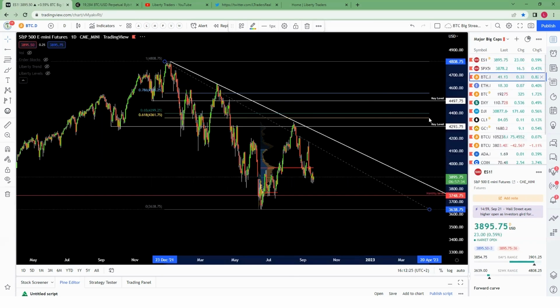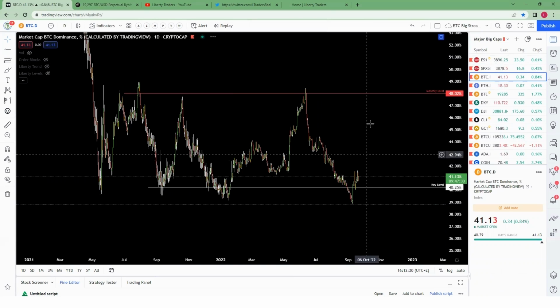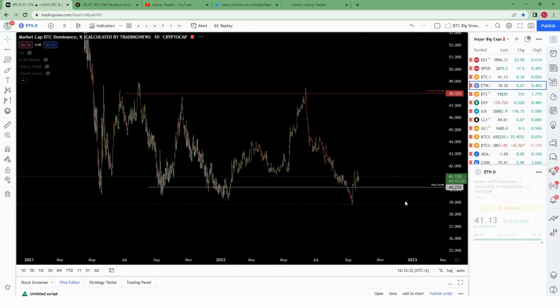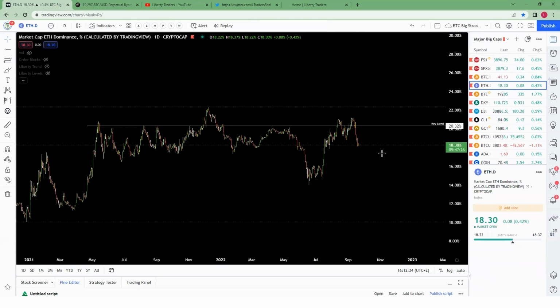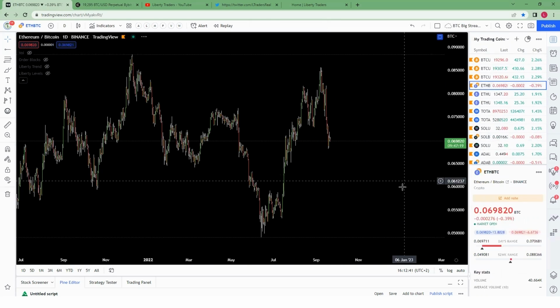But yeah, let's look at the Bitcoin dominance. Bitcoin dominance is definitely still going up, so Bitcoin is more in control at the moment. Let's confirm. Yeah, ETH dominance is dropping. Let's have a look at ETH BTC. Let's see what the altcoins are looking like.